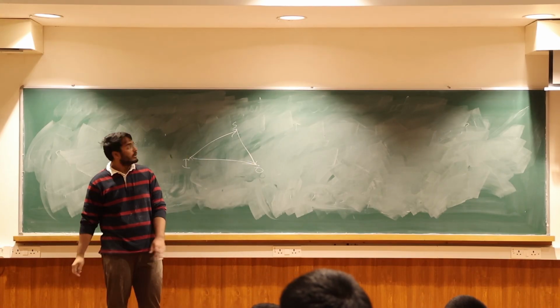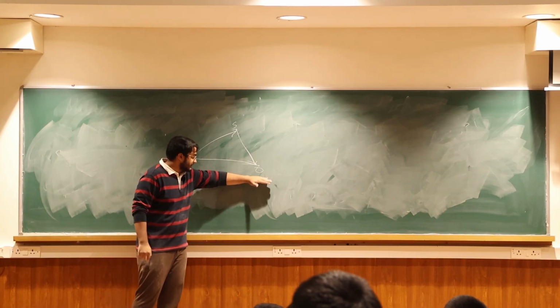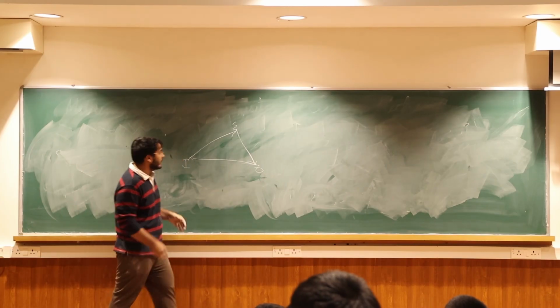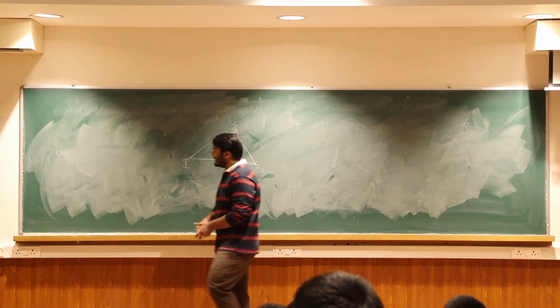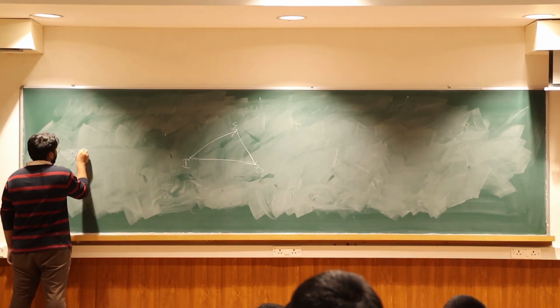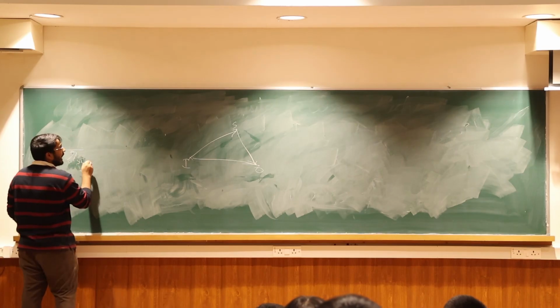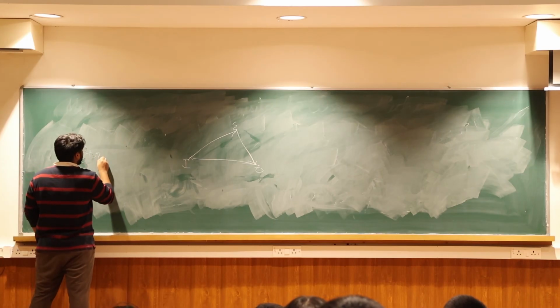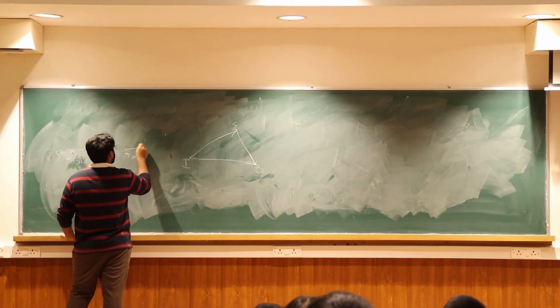Please excuse my drawing. So this is the position vector of S with respect to I. This is the position vector of O with respect to I. This is the position vector of O with respect to S. So by the triangle law of vector addition, I can write that R of S with respect to I plus R of O with respect to S is the same as R of O with respect to I.